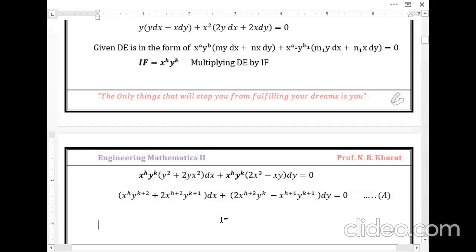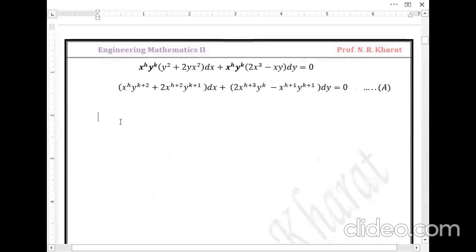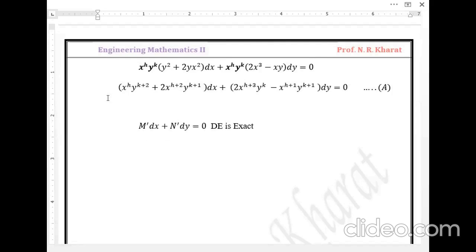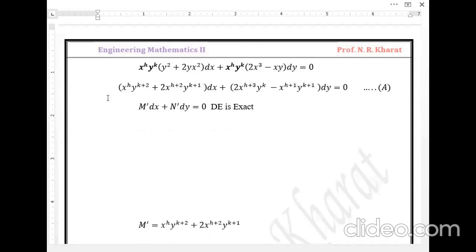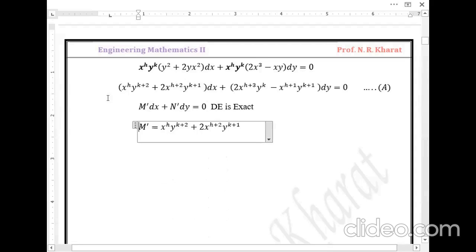After multiplying, the differential equation becomes exact. It means the value for M dash is equal to the first bracket and the value for N dash is the second bracket. When we make the comparison between these two equations, that is M dx + N dy, then M dash is equal to the first bracket and N dash is equal to the second bracket. So we get a value for M dash. We have to take the derivative of M dash with respect to y.